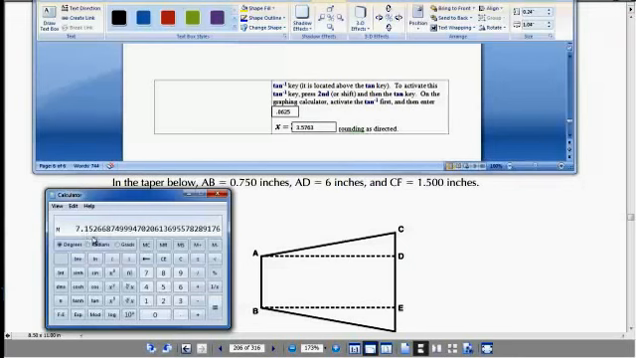7.1526. Now this is degrees, decimal degrees. Everything we do is in degrees, decimal degrees. We want to convert it to degrees, minutes, and seconds. So we're going to hit the DMS key. And our answer is 7 degrees, 9 minutes, and 9 seconds. And if you want to round it up because you've got a 6 at the very end, you could make it 7 degrees, 9 minutes, and 10 seconds.